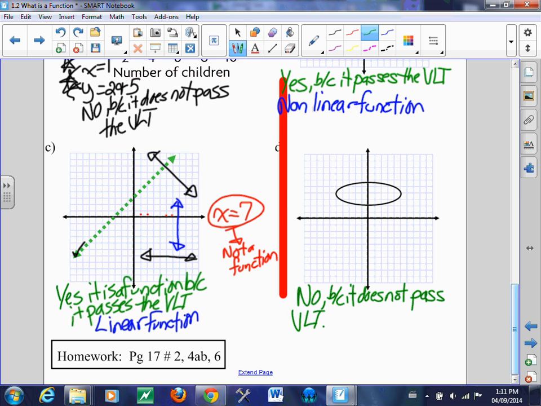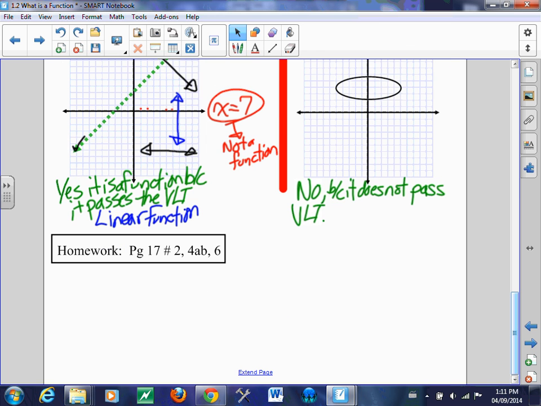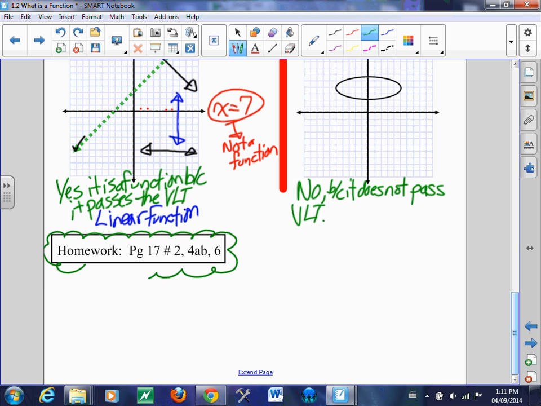All right, here's your homework, ladies and gentlemen, from the textbook. Okay, so page 17, numbers 2, 4AB, and 6.